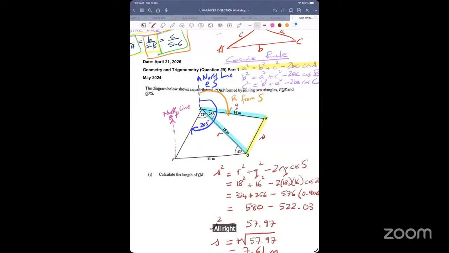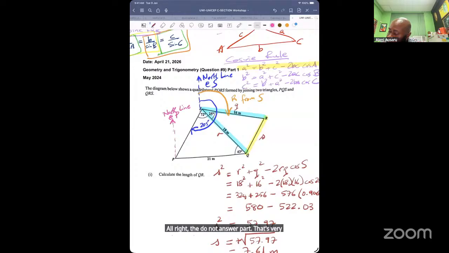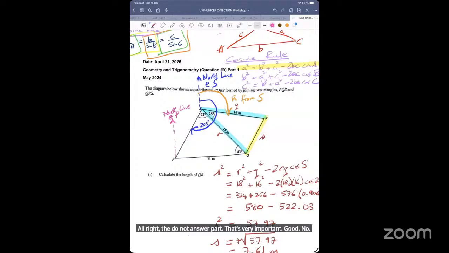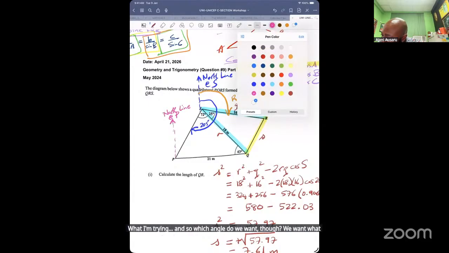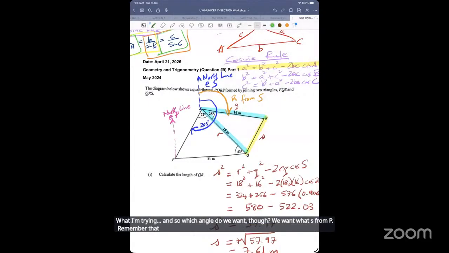All right. The two north lines are parallel. That's very important. Good. And so, which angle do we want, though? We want S from P. Remember that, right? S from P is this guy here, right?